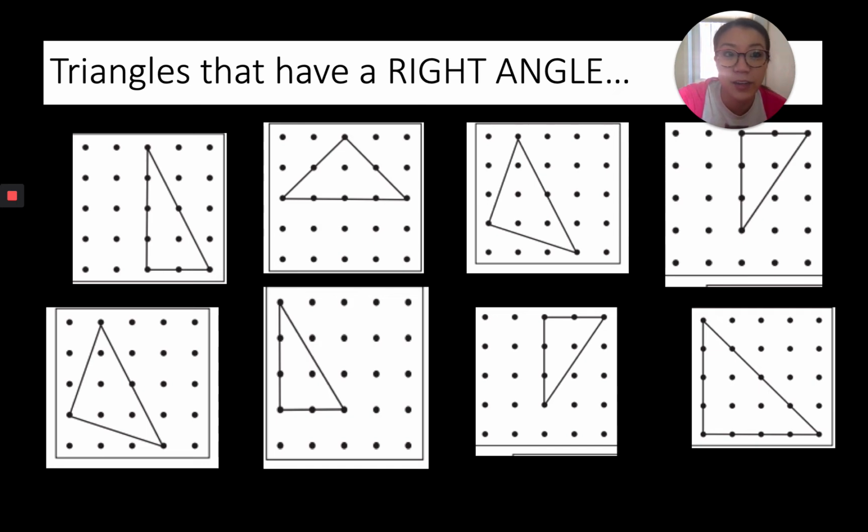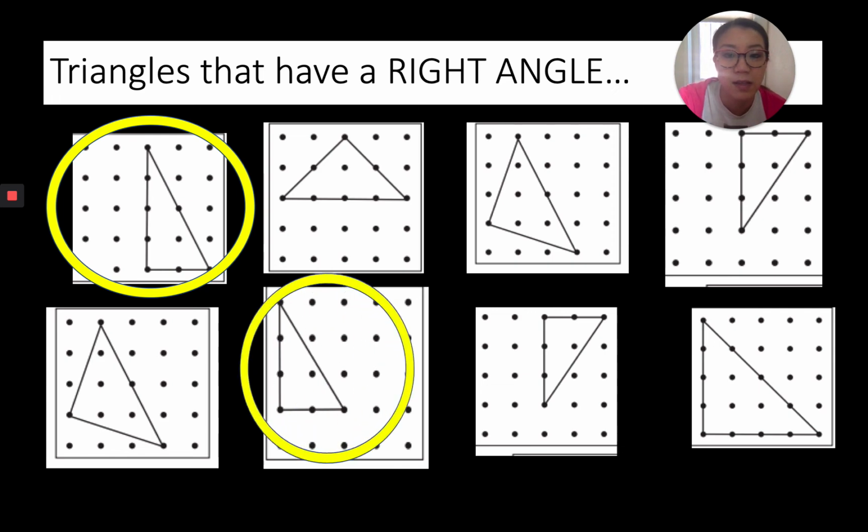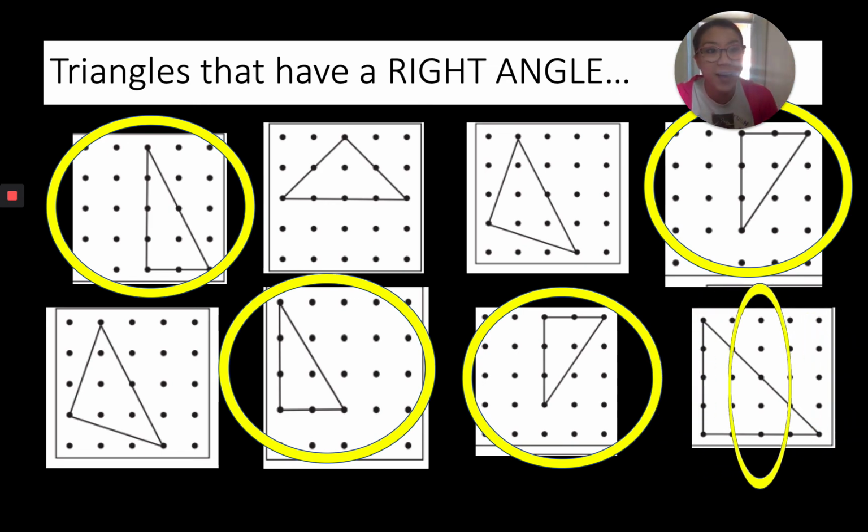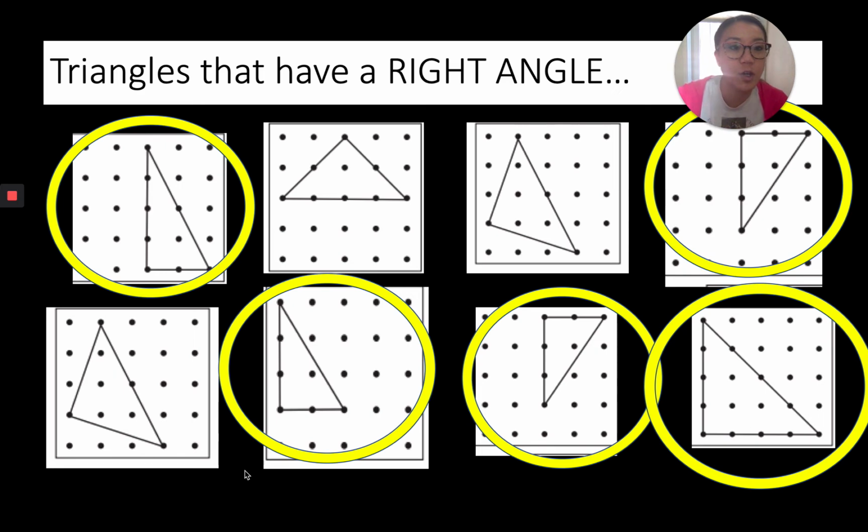Let's take a look, see if you're correct. That has a right angle. If you can see on the bottom right, left-hand side, it has a right angle. That triangle has a right angle. And that last one. So there were 5 triangles that had a right angle. Take a look at all the triangles that are circled. They all have an angle that has 2 sides that create that perfect L shape, or a right angle.